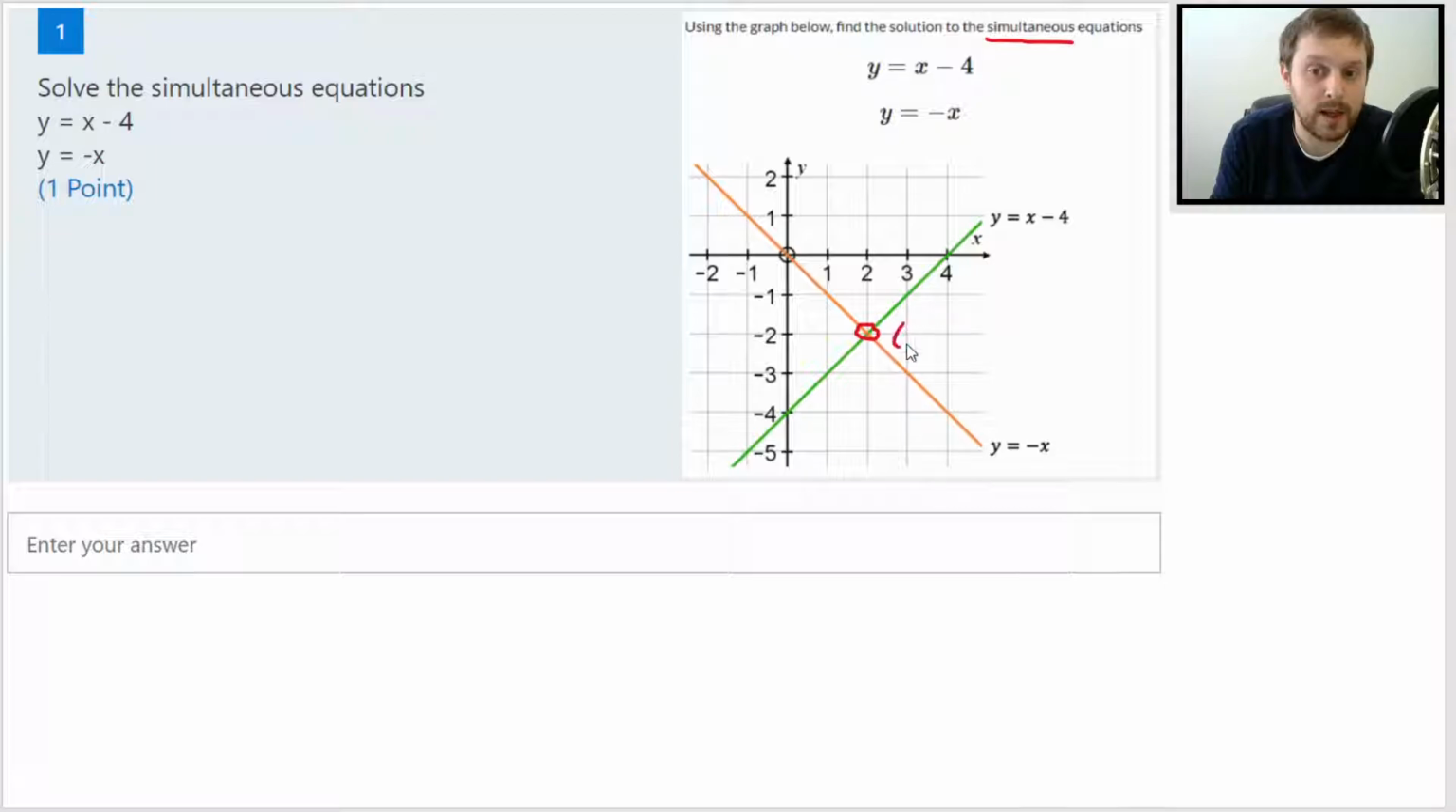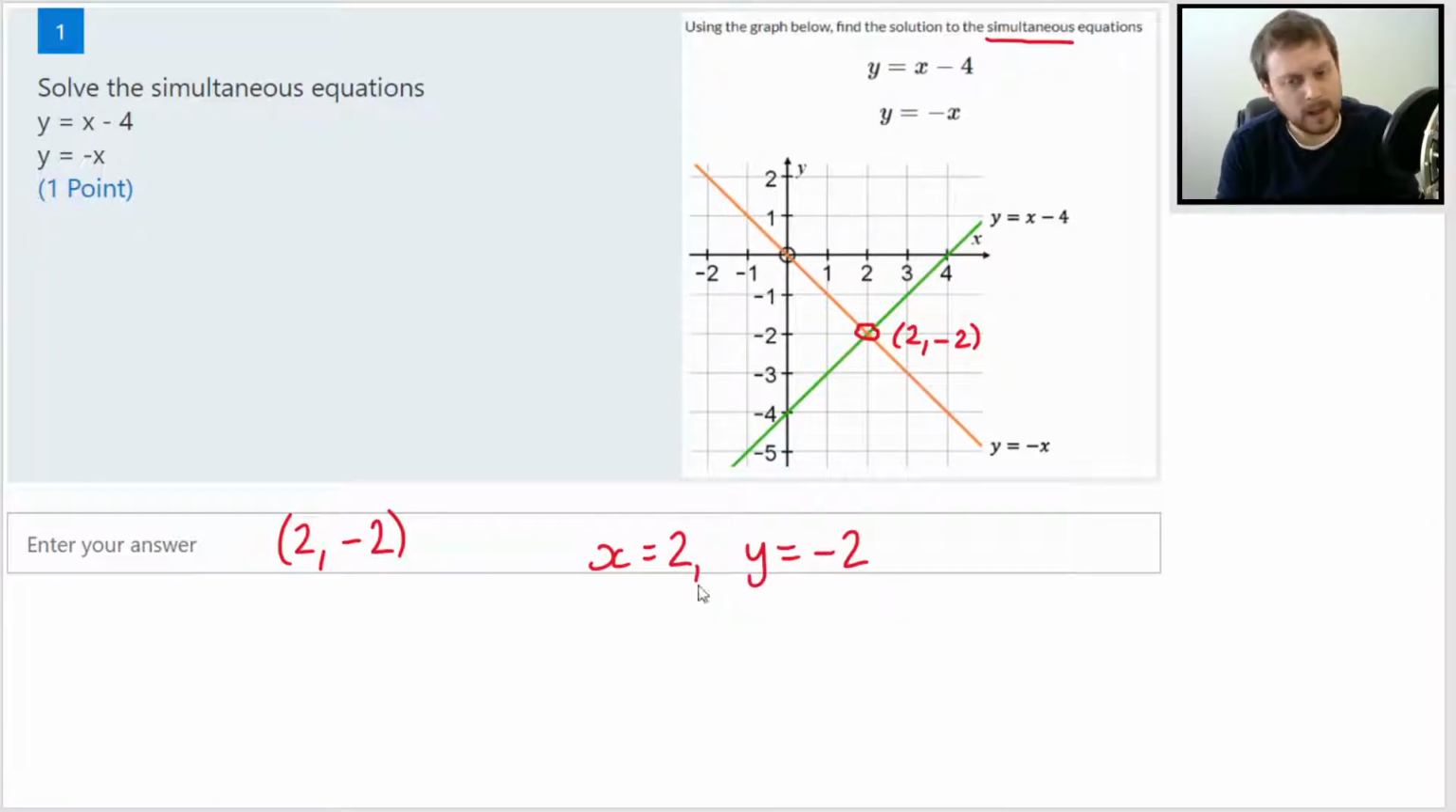So of course this coordinate here is (2, -2). You could have written (2, -2). You could have also written x is 2, y is minus 2. Either of these would have been absolutely fine answers. I did have to manually mark some people who didn't put the brackets on the coordinates. Now just remember, coordinates have brackets, so you do need to write the brackets.